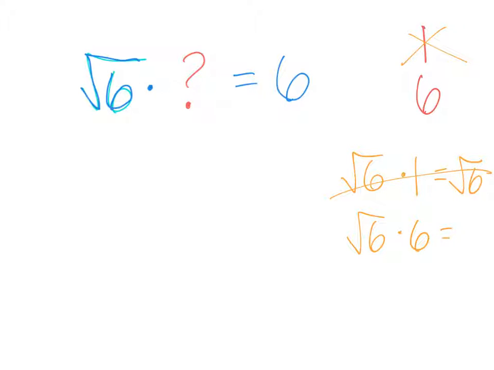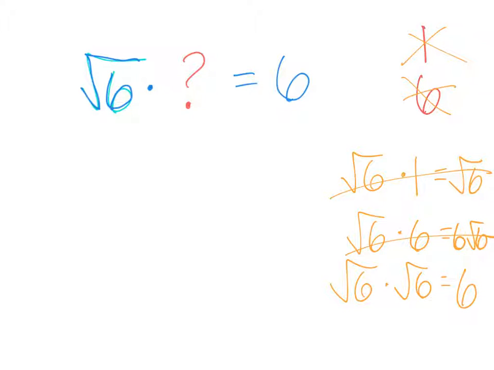Rad, no, it does not equal rad 36. It's 6 rad 6. That's not what I wanted either. I need more options. Help me out. Rad 6? Rad 6 times rad 6? Rad 36, which becomes 6.